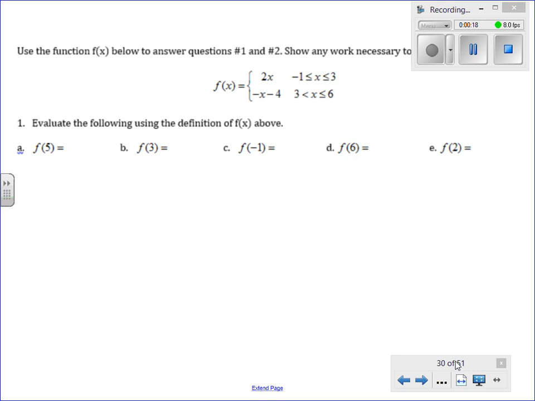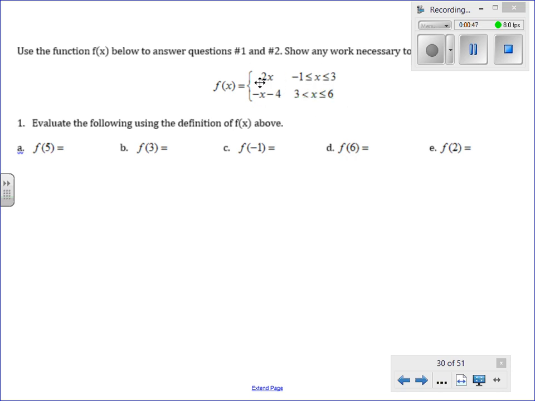Here we have our piecewise system, f of x, and we have two parts to our system. We have the 2x here that has a domain from -1 to 3. So that function is only when x is -1 to when x is 3, and then we have the -x minus 4 when your function is from 3 to 6, not including 3 because we don't have an equal to bar on that less than symbol.